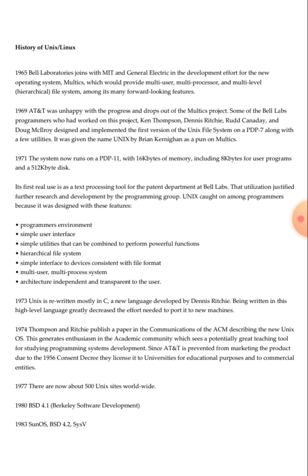In 1973, Unix was rewritten in C language, which at the time had only been developed by Dennis Ritchie. That's the first time it was rewritten in C, and after that people started to use it. In 1977, it started to boom, and nearly 500 Unix sites were created worldwide.